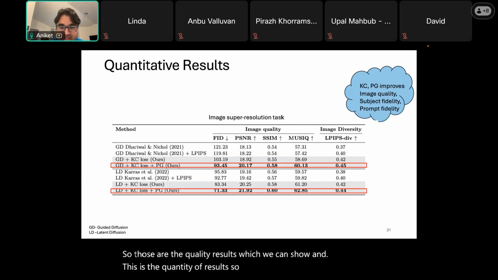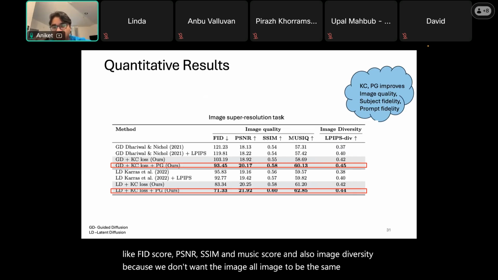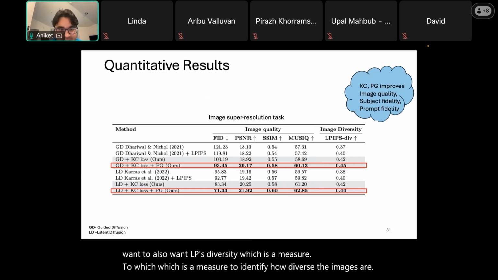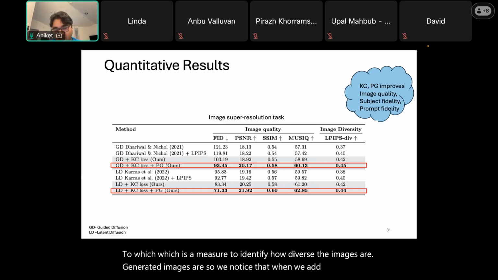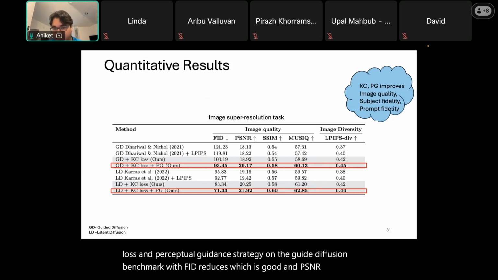For super resolution tasks, these are the image quality metrics which are pretty well known: FID score, PSNR, SSIM, and MUSIQ score. And also image diversity, because we don't want all images to be the same. So we also want LPIPS diversity, which is a measure to identify how diverse the generated images are. We notice that when we add the kurtosis loss and perceptual guidance strategy on the guided diffusion benchmark, FID reduces, which is good, and PSNR, SSIM, and MUSIQ score improve.